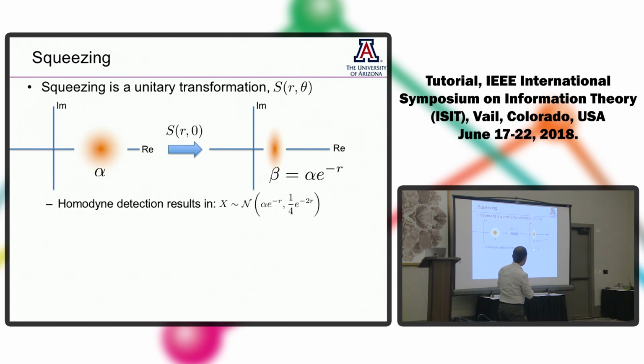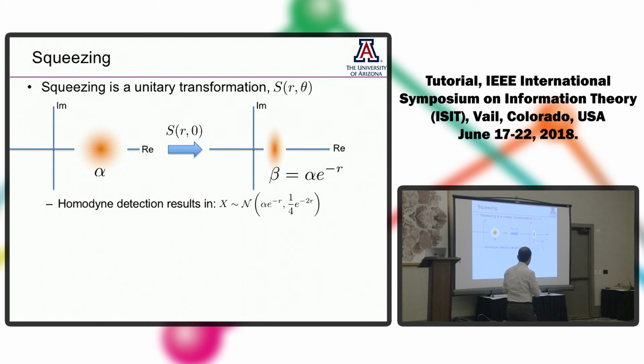So your homodyne detection results in this mean and the variance. But one thing you should notice here is that this homodyne detection outcome I could have just done by classical post-processing. My homodyne detector gave me alpha comma 1/4, right? Alpha was the mean, 1/4 was the variance. I could just take that and multiply it by e to the minus r, and I would get that outcome. So homodyne detection preceded by squeezing is not as powerful.